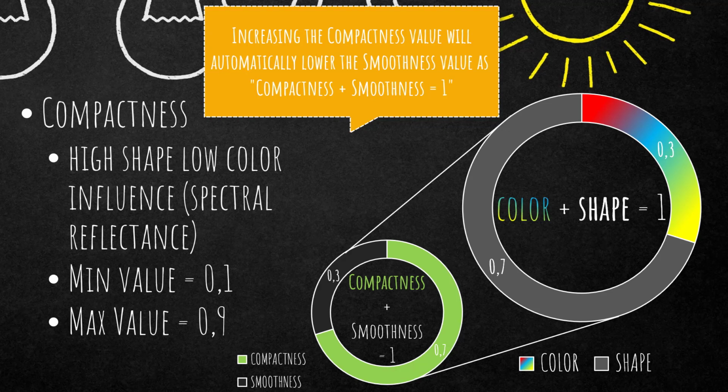And this relationship is influencing the shape. So if you have a high shape value and a high compactness value, the shape will have a high influence onto the segmentation results. So you're going to get really compact image objects. If you increase the shape but have a low compactness value, you're going to get more smooth image objects. But keep in mind that if you have a high shape value, the spectral signature is considered less in the segmentation procedure.